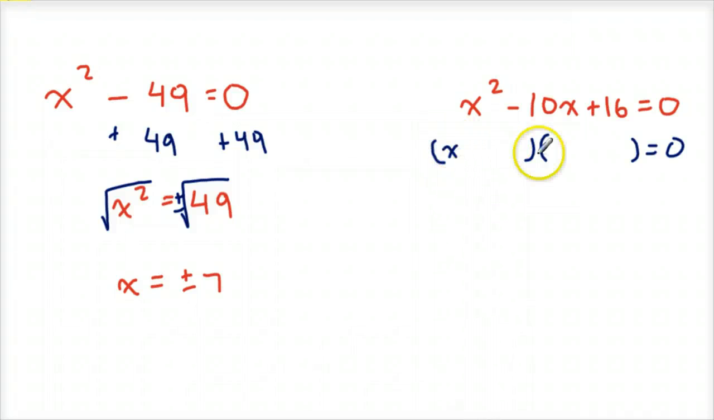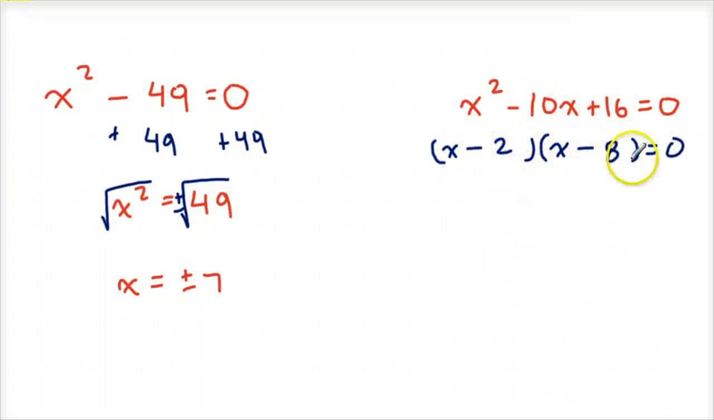So I know that the x times x would give me x squared. Now I'm thinking, what factors of 16 would add together to give me negative 10? And so factors of 16: 1 and 16, 2 and 8, 4 and 4. If I multiply negative 2 and negative 8 together, negative times negative would be positive 16. Negative 2x and negative 8x would give me negative 10x.